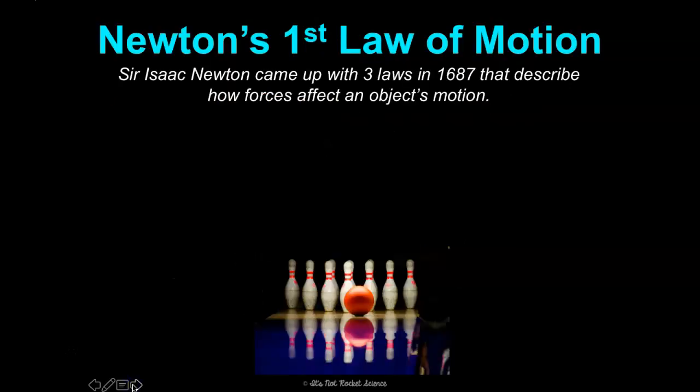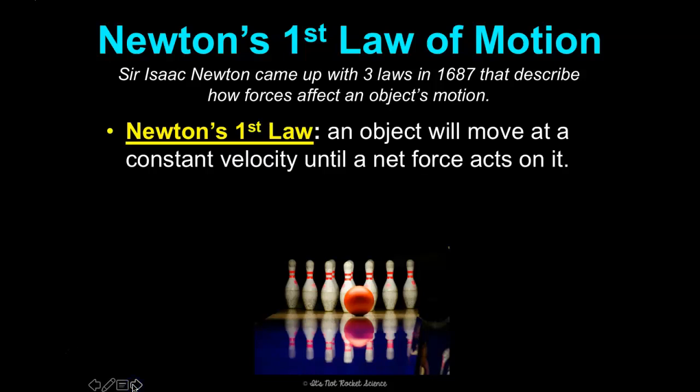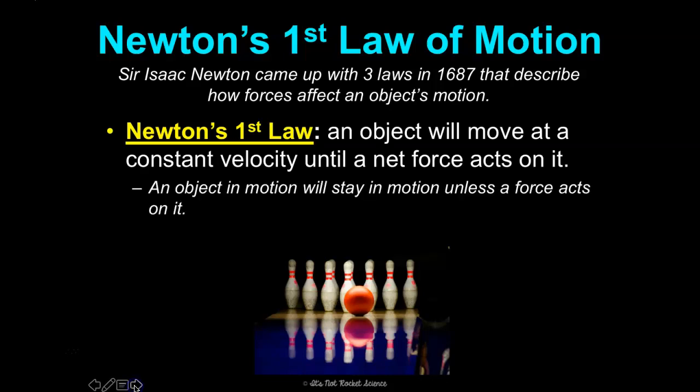Which brings us to Newton's first law of motion. Sir Isaac Newton came up with 3 laws in 1687 that describe how forces affect an object's motion. Hopefully you already watched the video, so you know who Sir Isaac Newton is. Newton's first law: an object will move at a constant velocity until a net force acts on it. An object in motion will stay in motion unless a force acts on it. Feel free to write whichever way makes the most sense to you.